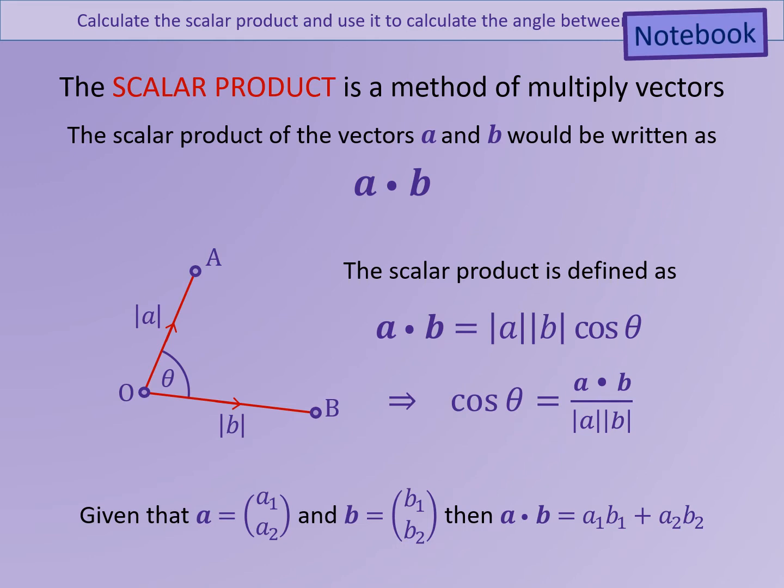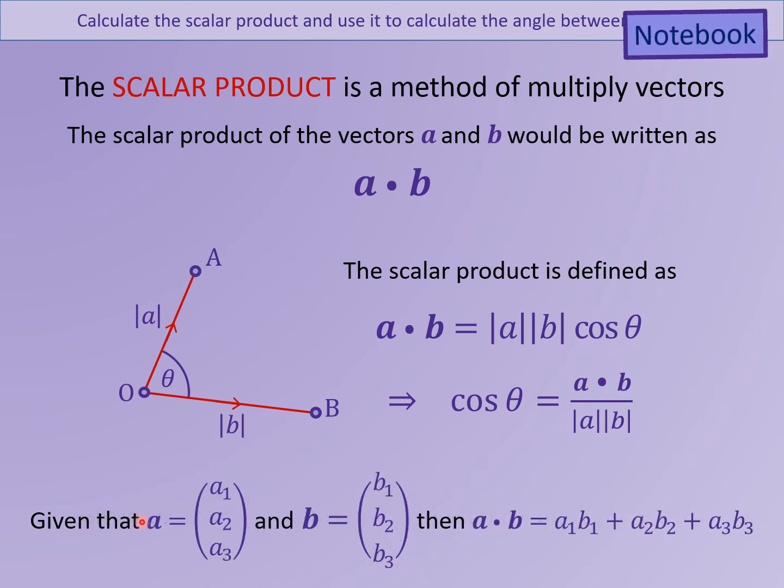In 2 dimensions, if we want to calculate the scalar product of A and B, if vector A is (A1, A2) and vector B is (B1, B2), then A dot B is found by multiplying the x components together, A1B1, plus multiplying the y components together, A2B2. In 3 dimensions, this just continues to the 3rd component. So A dot B is A1 multiplied by B1 plus A2 multiplied by B2 plus A3 multiplied by B3.